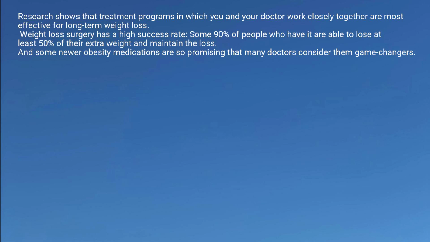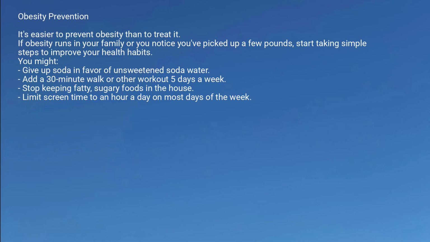Obesity prevention. It's easier to prevent obesity than to treat it. If obesity runs in your family or you notice you've picked up a few pounds, start taking simple steps to improve your health habits. You might give up soda in favor of unsweetened soda water. Add a 30-minute walk or other workout 5 days a week. Stop keeping fatty, sugary foods in the house. Limit screen time to an hour a day on most days of the week.